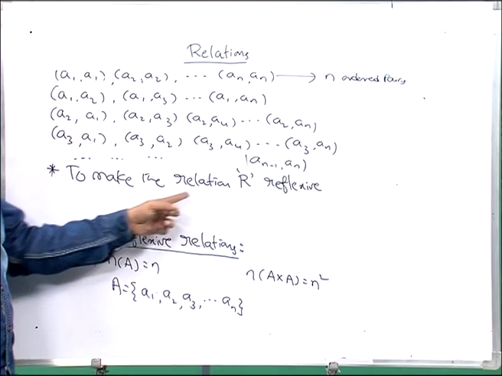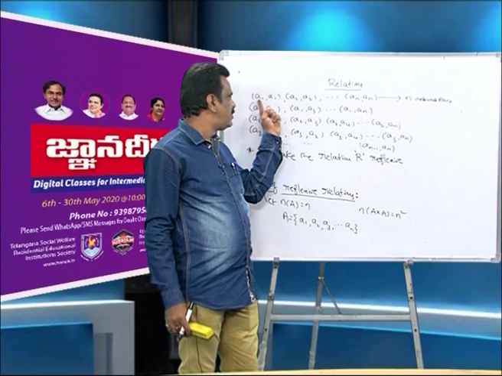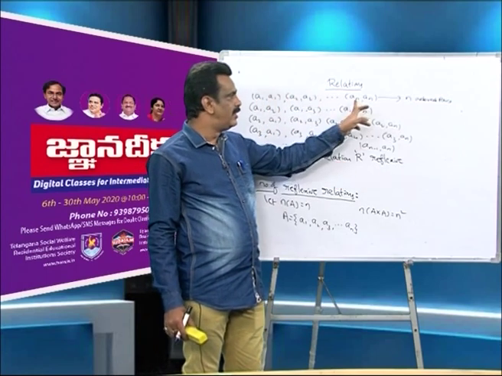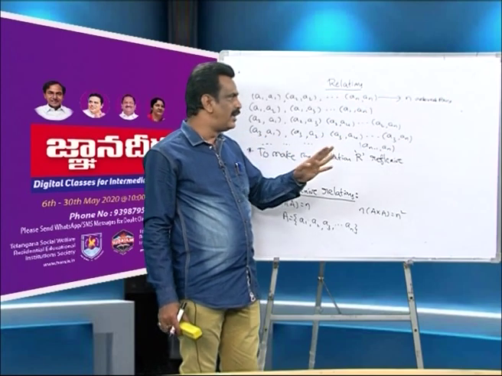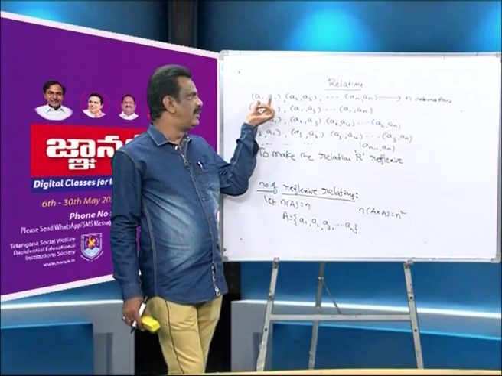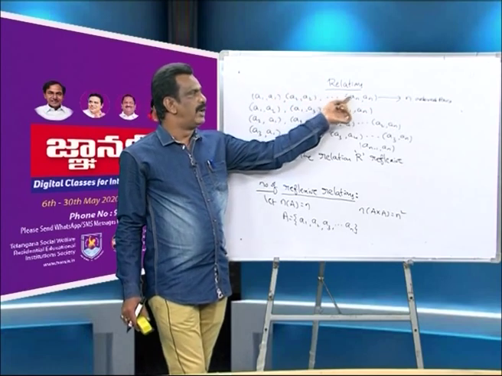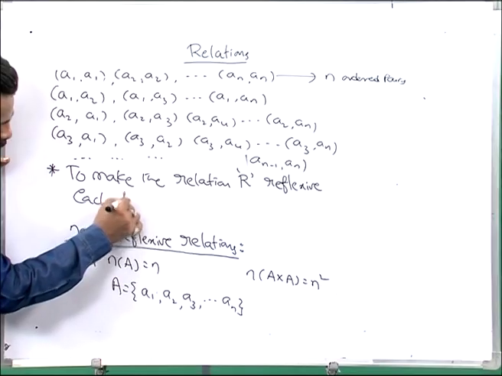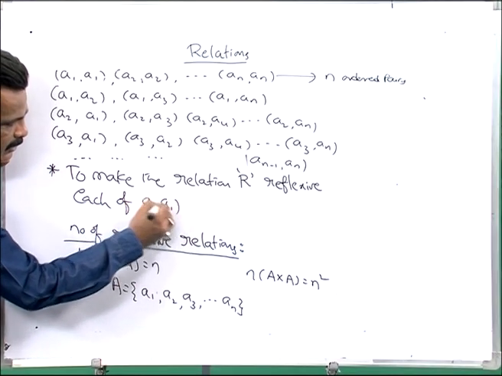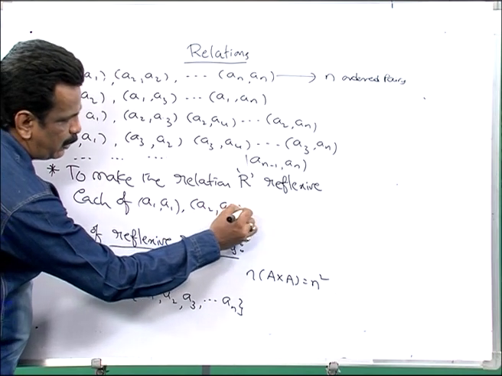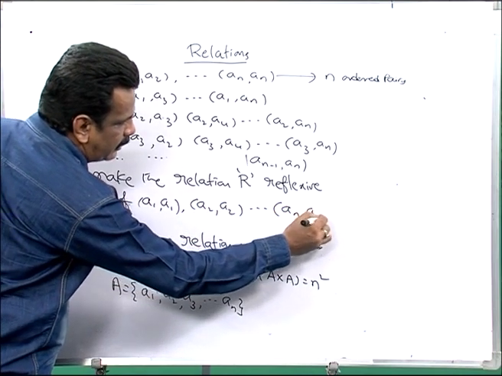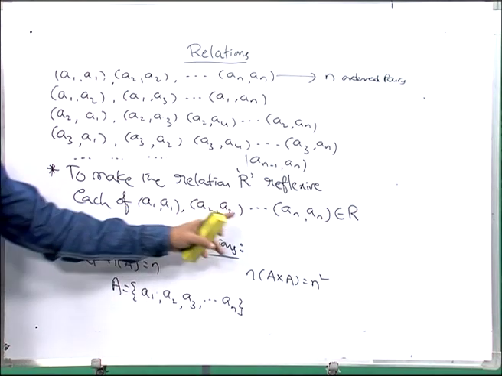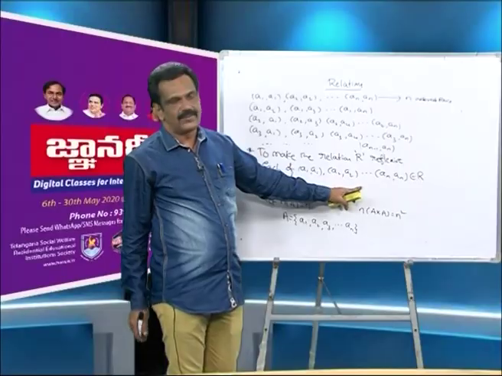To make the relation R reflexive, definitely we must consider A1 A1 in the relation, A2 A2 in the relation, even An comma An in the relation, and hence there is no choice at all for A1 A1, A2 A2, and so on An An. We can say each of A1 A1, A2 A2, and so on An An must be in the relation. So if you consider these n elements, then only it is possible to make a reflexive relation.